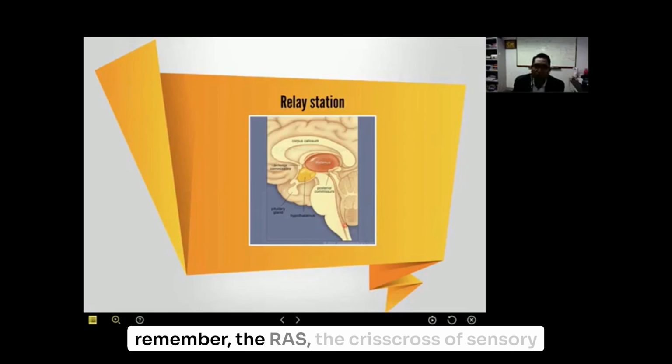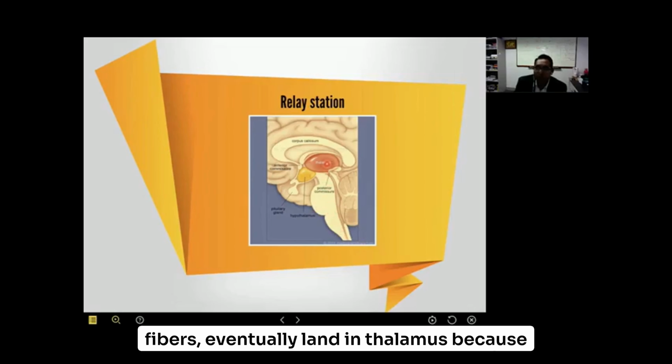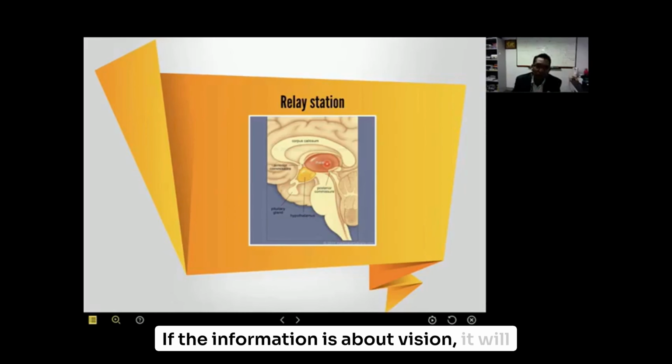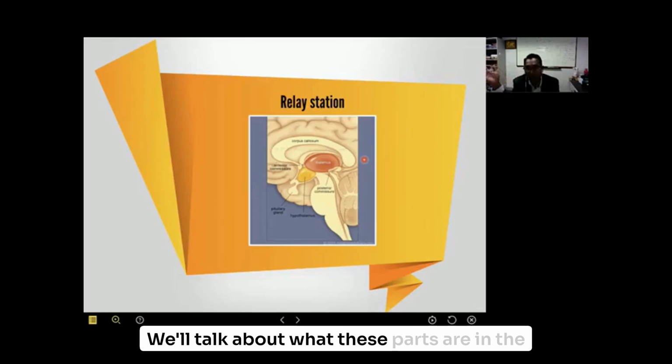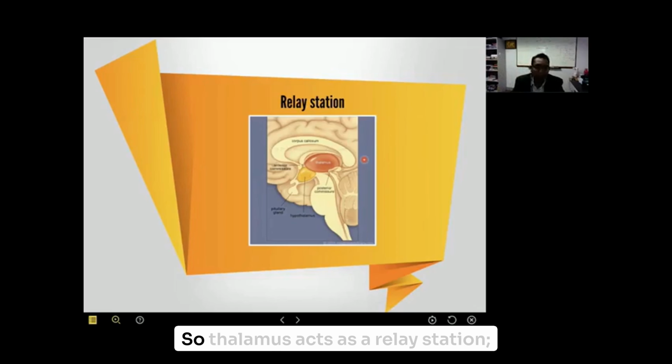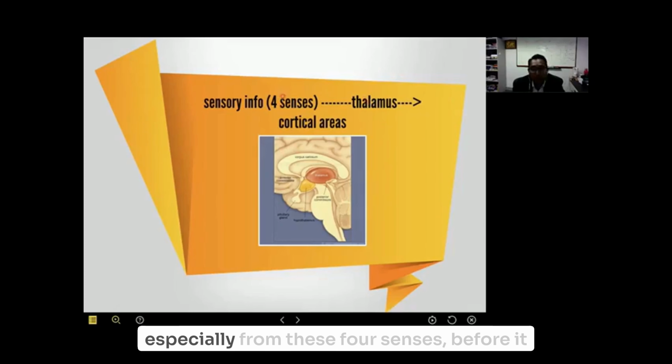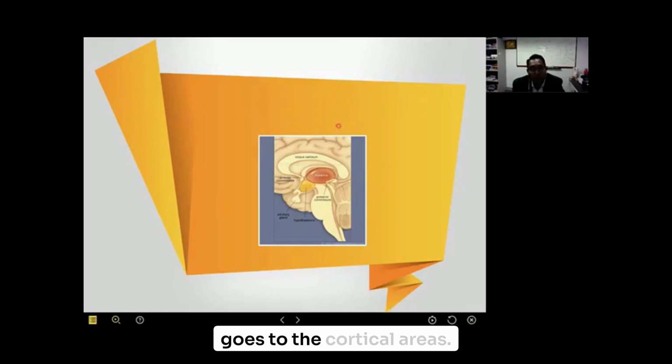If you remember the RAS, the crisscross sensory fibers eventually land in thalamus because thalamus acts as a relay station. Which information should go where? If the information is about vision, it will be sent to that particular part of the cerebral cortex called the visual cortex. And if it's about hearing, it goes to that specific part. We'll talk about what these parts are in the last video. So thalamus acts as a relay station. Information first goes to thalamus, especially for these four, before it goes to the cortical areas.